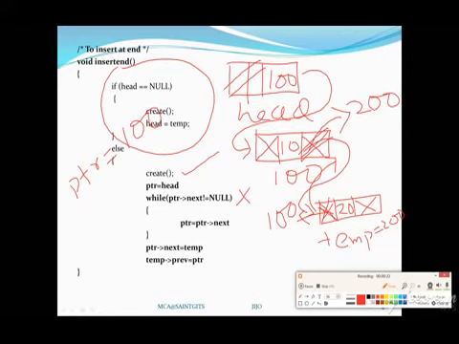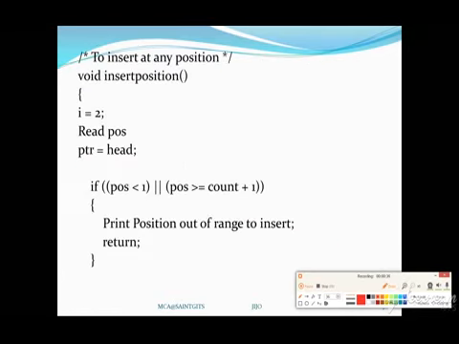That is the insert at end. First node is 100 and second node is 200. Insert an element to the last position. The next one is insert an element to a certain position. Just assume I is equal to 2. That is the initialization process.